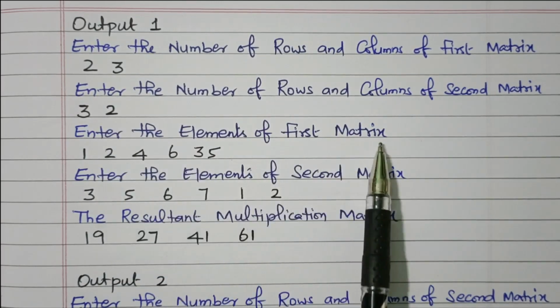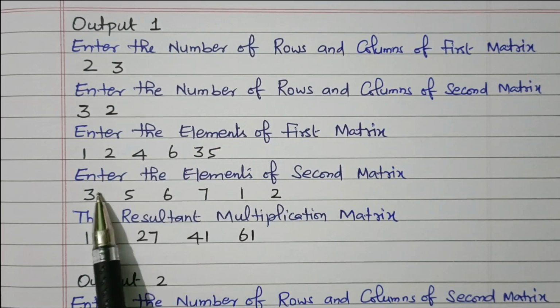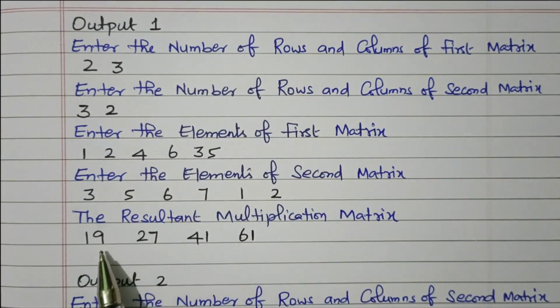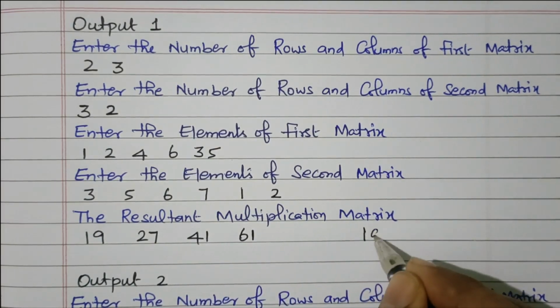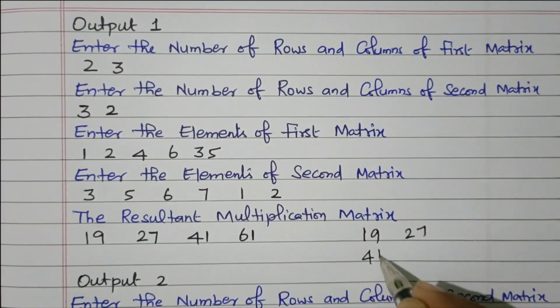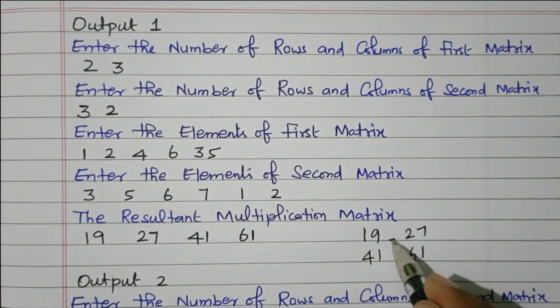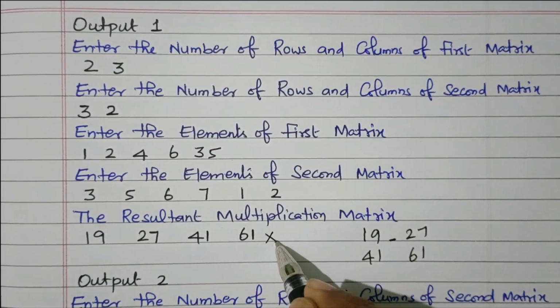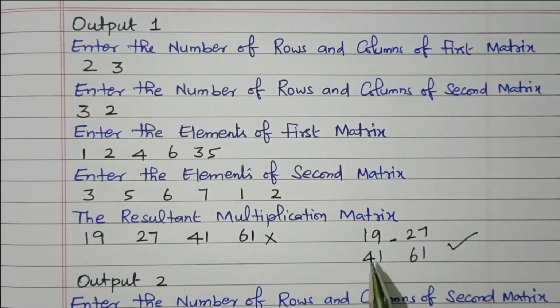Enter the elements of first matrix: 1, 2, 4, 6, 3, 5. Enter the elements of second matrix: 3, 5, 6, 7, 1, 2. What we discussed in the example, same elements. So the resultant matrix is 19, 27, 41, 61. But it will not display like that in a single line. It will display 19, 27 and then 41, 61, because we use the tab here and also \n here, so that it will go to the next line. Right? It will print in a matrix format. First element, tab, second element. Thereafter go to the next line. First element, tab, next element. So it will print in a matrix format.